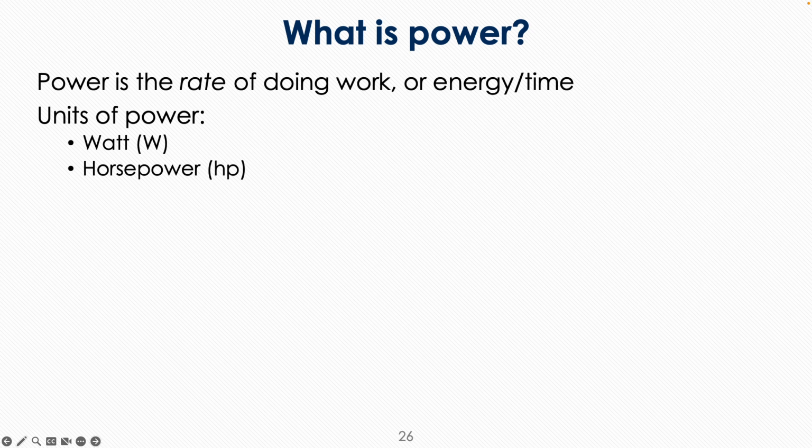Okay, the next piece is thinking about power. So energy and power are not the same thing. Power is the rate at which I do work. Energy is what I can use to measure how much work can be done, and power lets me measure the rate at which work can be done. So energy divided by time. The main two units of power that we'll be talking about are watts and horsepower.